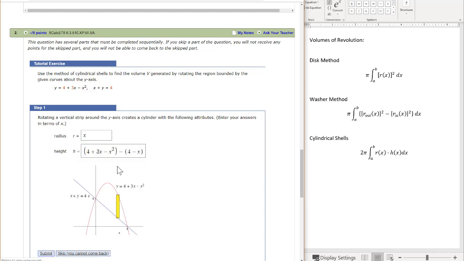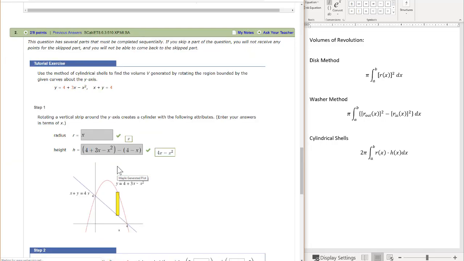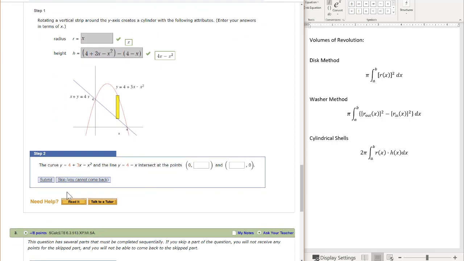So these are the difference of y values that give us this vertical height. I suppose we can simplify that, but let's just submit this and see what happens. It looks like it's correct, and the simplified version looks a lot easier, since eventually we're going to integrate 4x minus x squared.